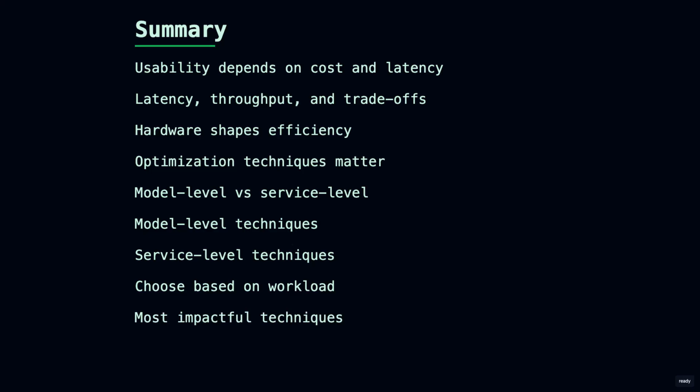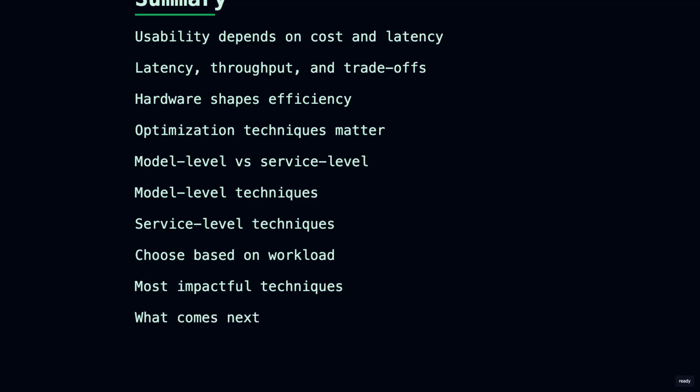Across many use cases, a few techniques stand out: quantization, tensor parallelism, replica parallelism, and attention optimization. These are the ones most likely to produce broad, practical gains. That closes the book's coverage of model adaptation techniques. Next, the focus shifts from individual techniques to building them into a complete system.